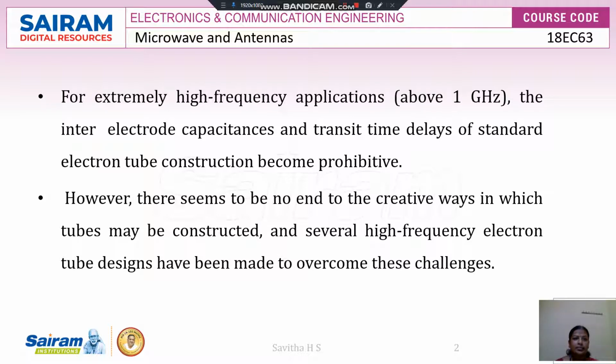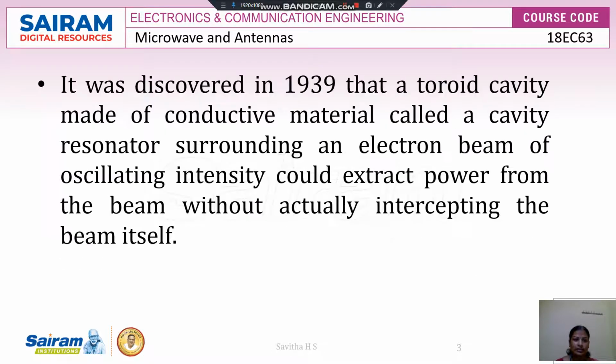For extremely high frequency oscillation, that is about 1 gigahertz, the interelectrode capacitance and the transit time delays of standard electron tube construction become prohibitive. However, there seems to be no end to the creative ways in which tubes may be constructed, and several high-frequency electron tube designs have been made to overcome these challenges. So for this, they will consider the reflex klystron.